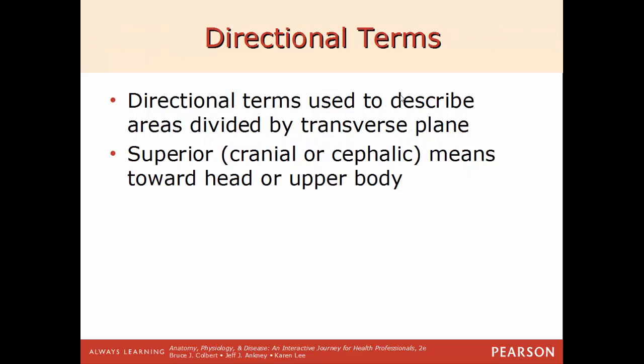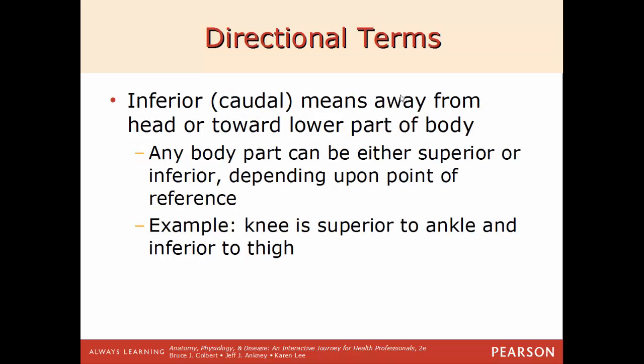Some directional terms that go along with the transverse plane. Superior always means toward the head or the upper body, and the opposite of that would be inferior, which would mean going below a body part. You can also use the terms cranial or cephalic. Those also mean toward the head. For inferior, you can also use the term caudal, which means away from the head or toward the lower part of the body. And these are directional terms. These are points of reference. So you can be both inferior and superior at the same time. For example, your knee is superior to your ankle.